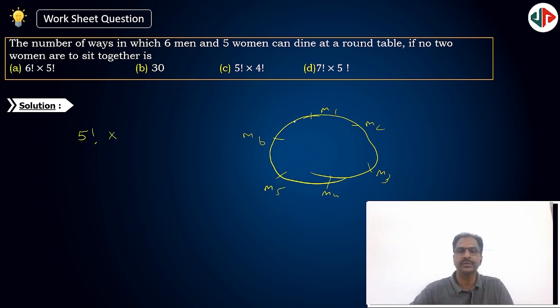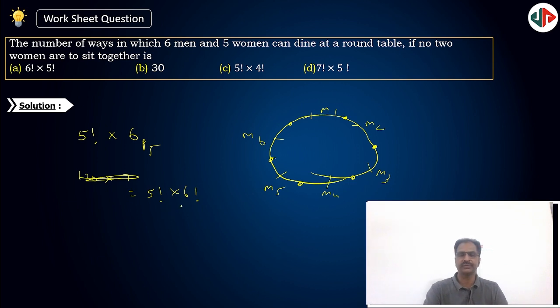Since no two women should sit together, we have to arrange the women in the gaps between them. How many gaps are there between 6 men? This is one gap, 2, 3, 4, 5, 6. 6 gaps for 5 women, which can be arranged in 6P5 ways. 5 factorial is 120. Options are given in factorials, and 6P5 is nothing but 6 factorial. So 5 factorial into 6 factorial, option A.